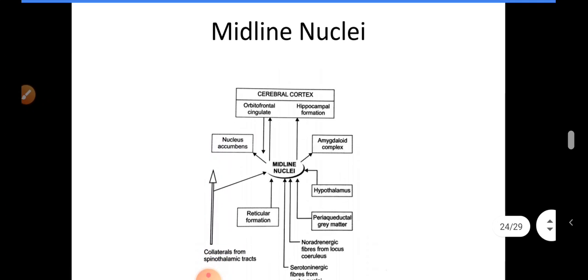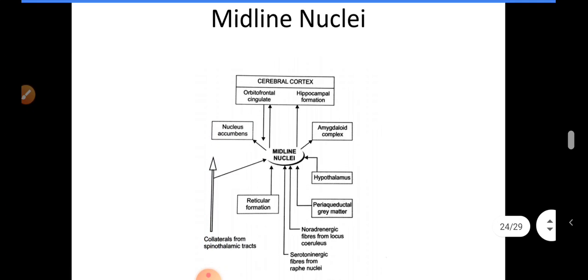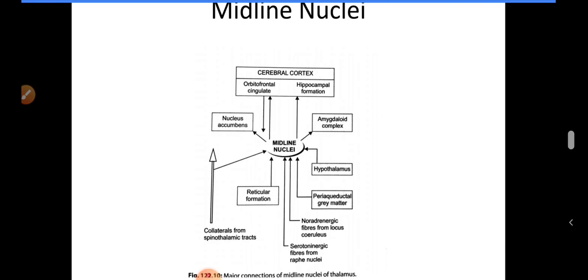Again here the midline nuclei, you can see the afferents are coming from the reticular formation, noradrenergic fibers from the locus coeruleus, serotonergic fibers from the raphe nuclei, periaqueductal gray matter, and also from the hypothalamus. And efferents are going to the amygdaloid complex, hippocampal formation, orbitofrontal cortex, cingulate, and nucleus accumbens.